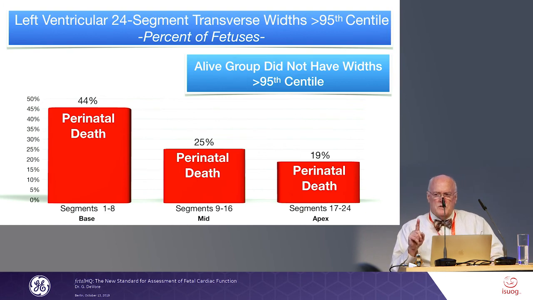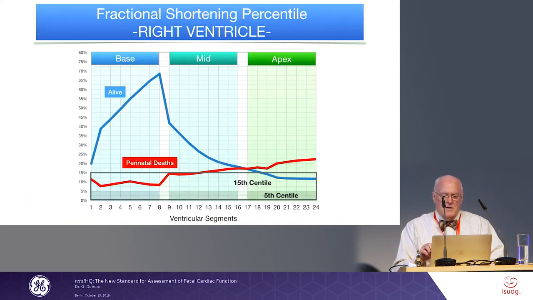Now, those who died, what did we see? This is the take-home message for any of you who have ever faced this kind of situation. The ones that died, if we look at the transverse widths, only occurred when it was above the 95th percentile, only occurred in those fetuses that died. Okay? If we look at the fractional shortening of the right and left ventricles, this is the mean fractional shortening.